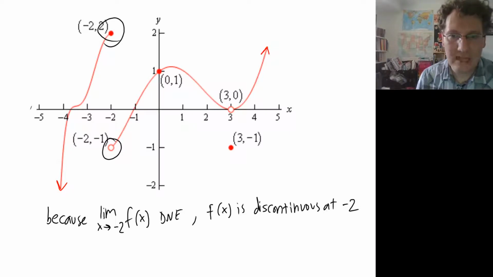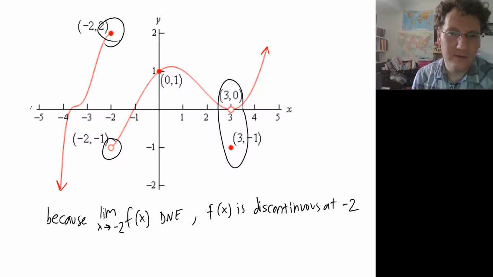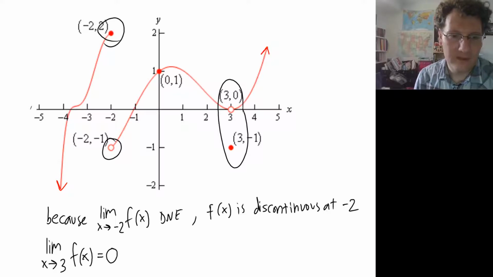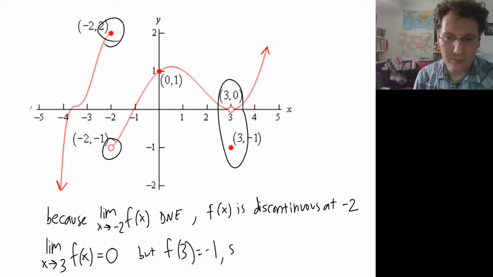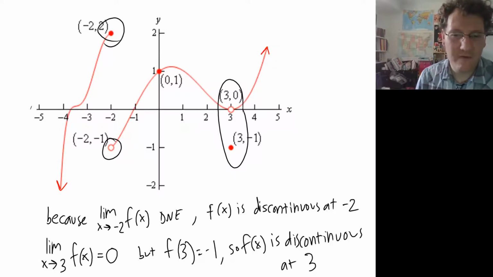Notice also what's happening over here at 3. The limit of f of x as x approaches 3 is 0, but f of 3 is equal to negative 1. So f of x is discontinuous at 3. So those are the 2 points of discontinuity.